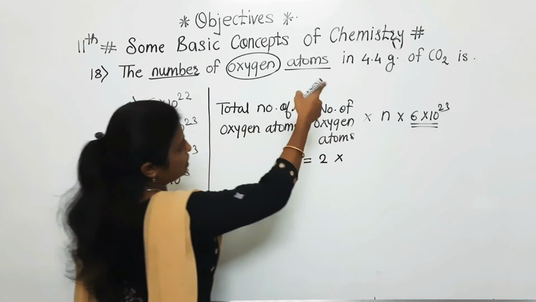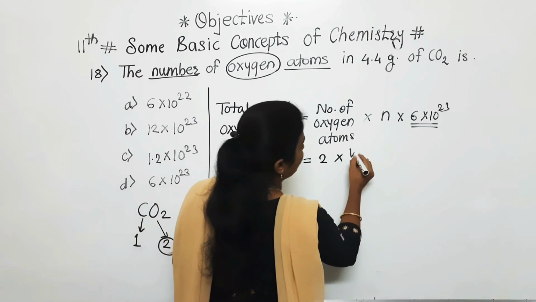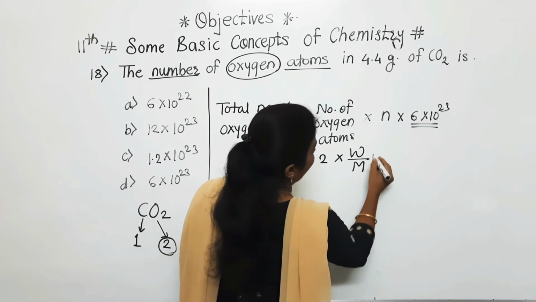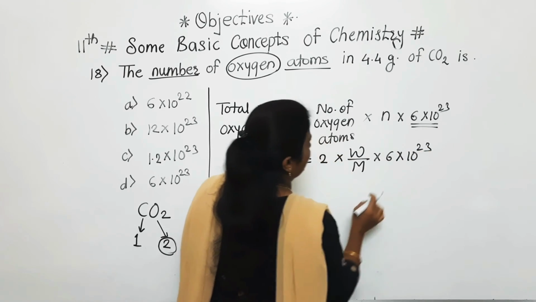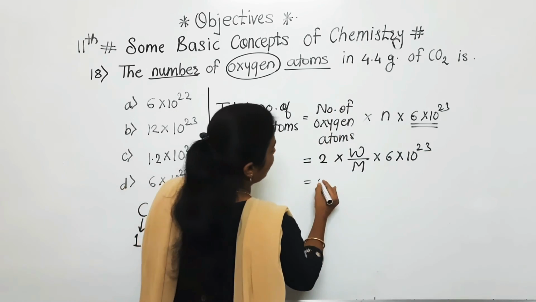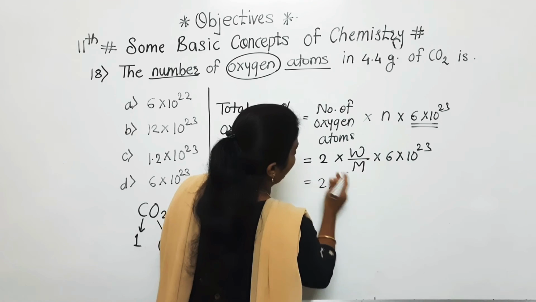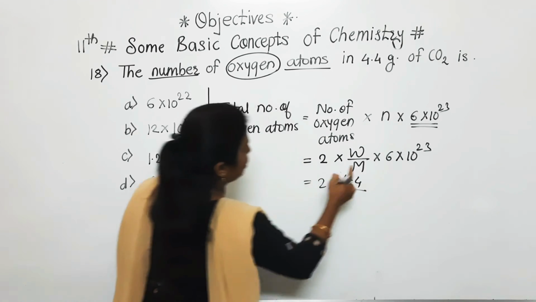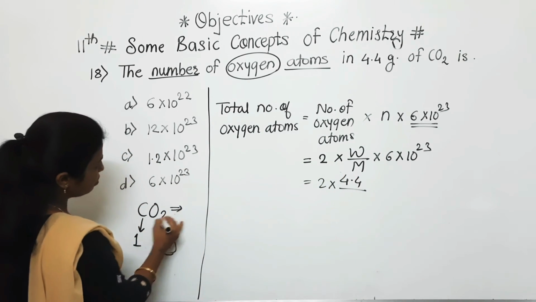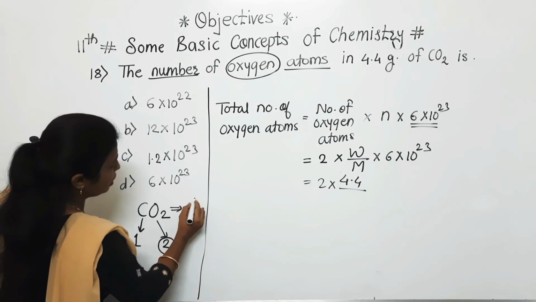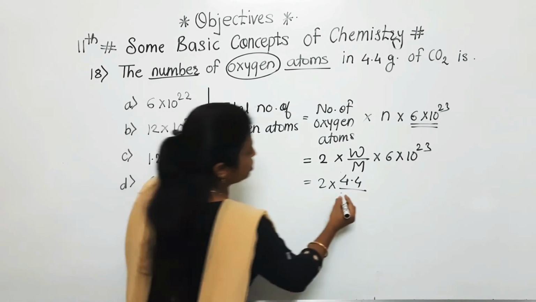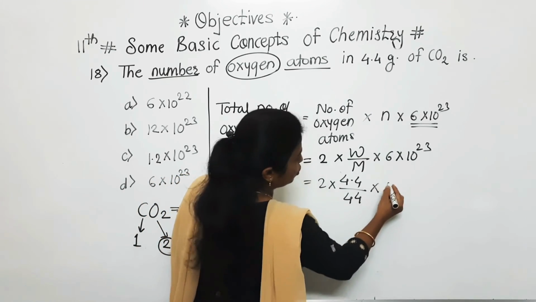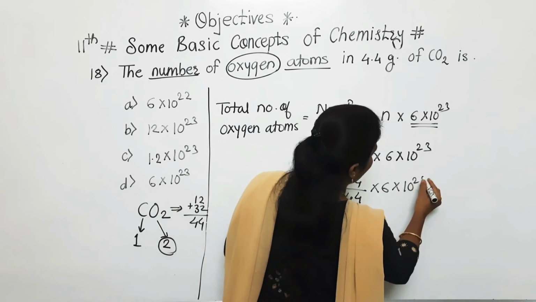Number of moles, is it given? No, it is not given. Here we have to use W by M formula into 6 into 10 raised to 23. Okay. So what is the mass? Mass is 4.4. Clear? Divided by molar mass. If we consider molar mass of CO2, that is the 12 plus 32, means it is 44. It is divided by 44 into 6 into 10 raised to 23.